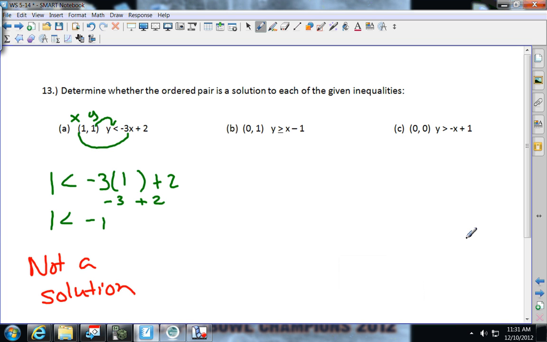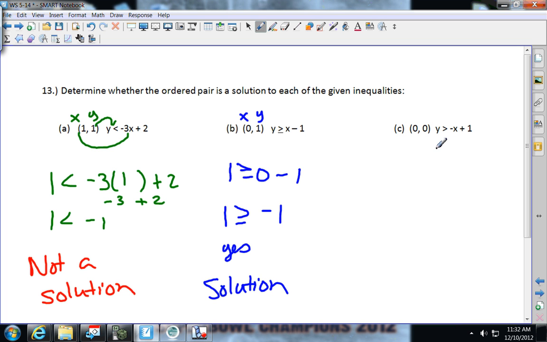On the next one, again, this is x, this is y. Y is 1. So I have 1 greater than or equal to, x is 0, and then minus 1. Well, is 1 greater than or equal to negative 1? Yes, it is. It is greater than negative 1. So this is a solution.